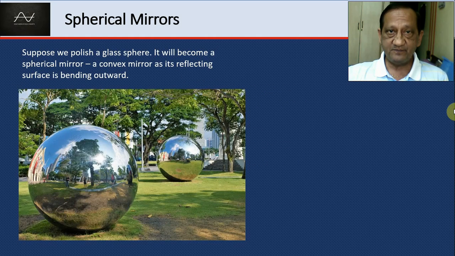In the case of plane mirrors, the characteristics of the image formed was what? One, the size of the image was the same as the size of the object. Second, the image was the same distance behind the mirror as the object was in front. Third, it was erect but laterally inverted. And fourth, it was virtual. Now, these characteristics do not depend on how far the object is. No matter what the object distance, these four characteristics would be the same in the case of plane mirrors.